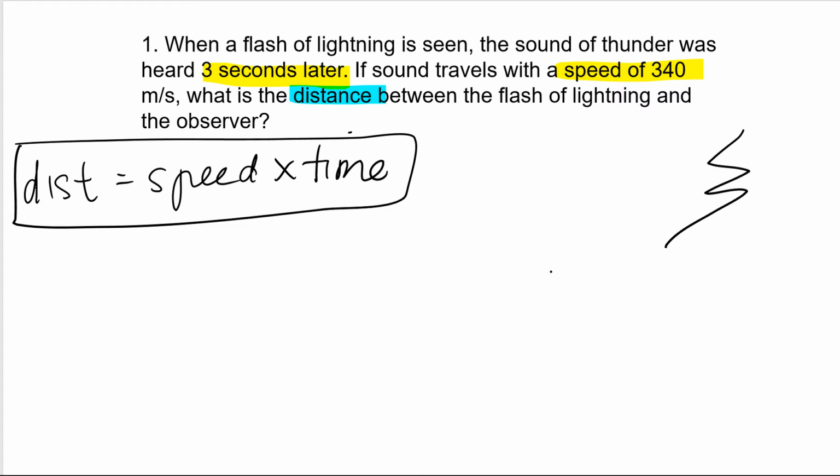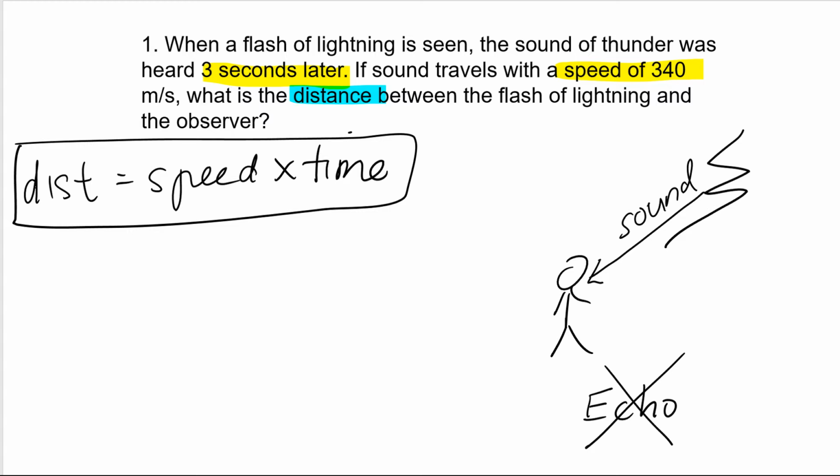Okay, so this is where you are, and you can hear the sound of thunder 3 seconds later. Now, this is not an echo question. I repeat, this is not an echo question, because in an echo question, the sound will be reflected back. So this is a very direct question where the sound just travels from one place to another, in this case from the lightning to the listener's ears, the observer's ears.